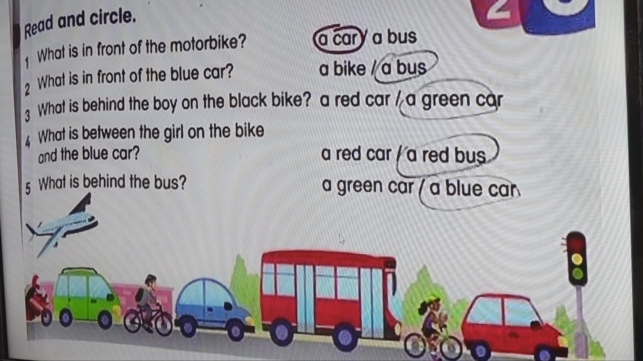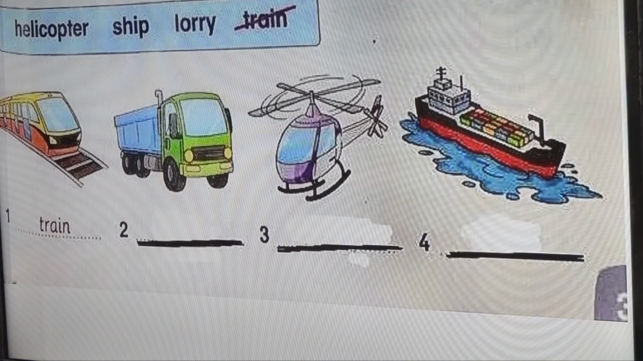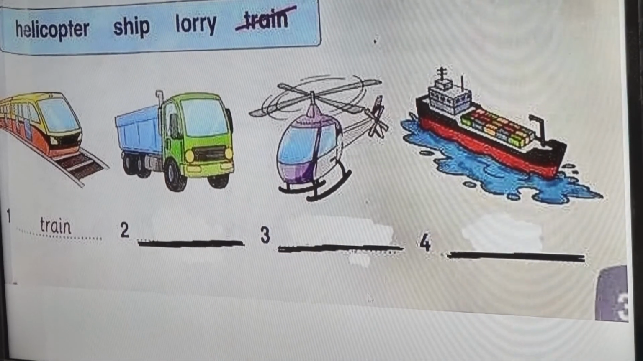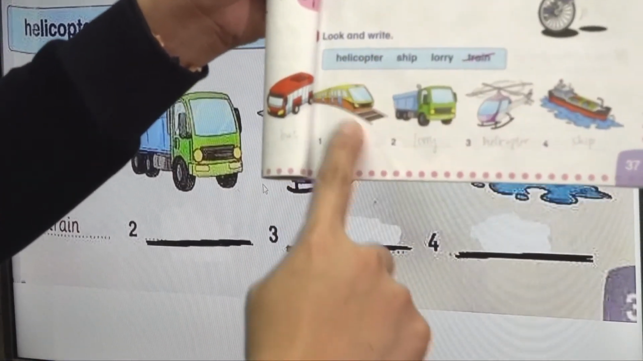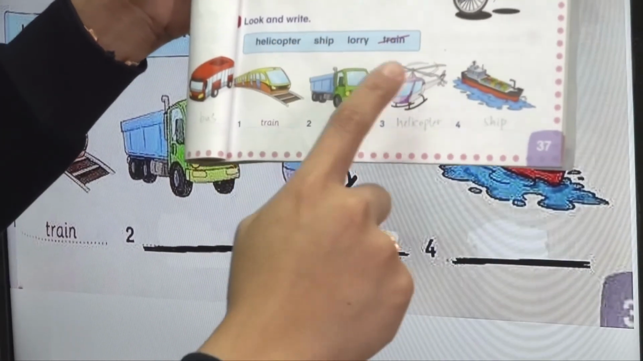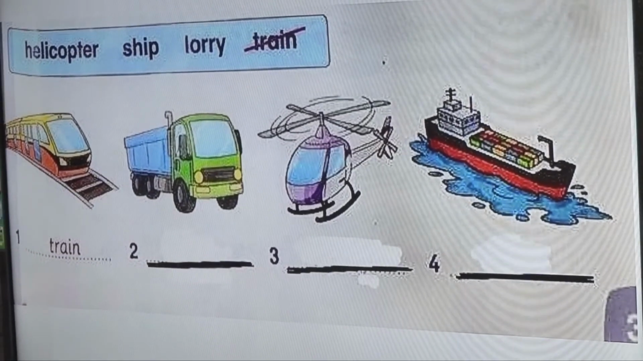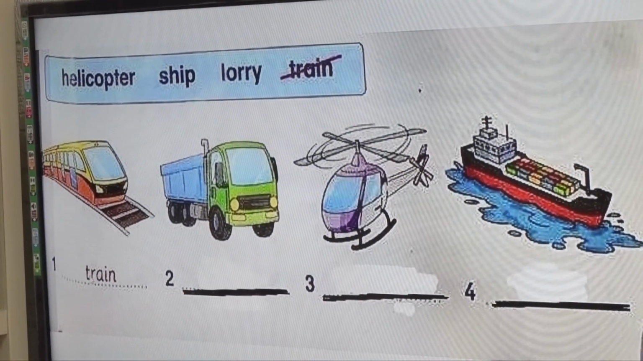Now, let's go to this, still the same page, okay? We finished this one. Go to the next part. So part 3, where can we find this one in your book? We can find it here. Page 37, this part. 1, 2, 3, 4. Example has been done for you. Example is train. Remember? T-R-A-I-N.